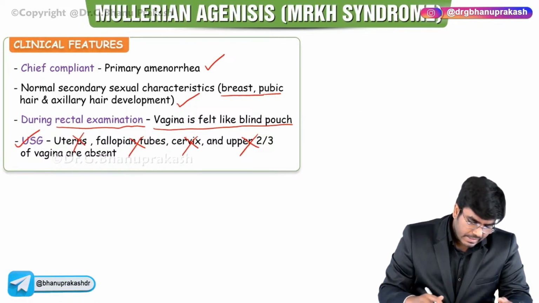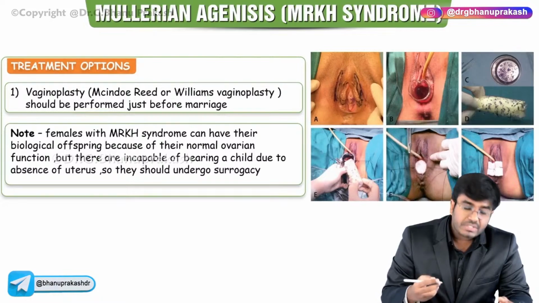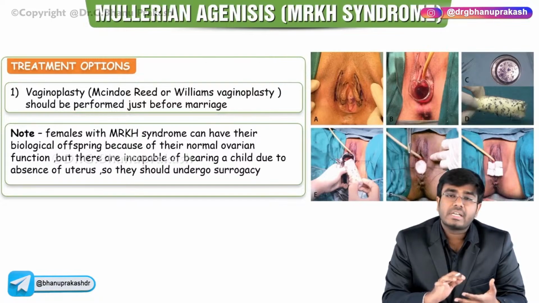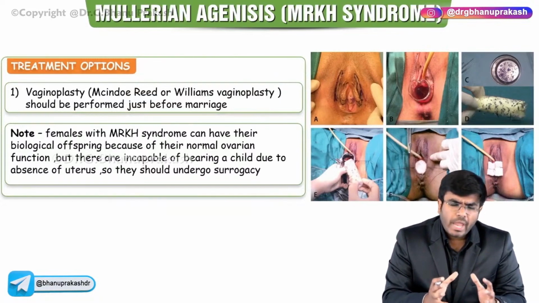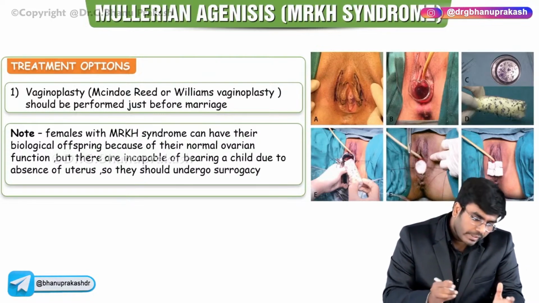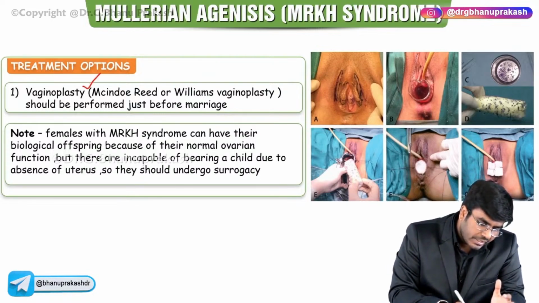Now, after this, let's talk about the treatment options. What you can do with this female. She is not having the uterus, fallopian tube, cervix, and upper two-thirds of the vagina. Now, should we have to do the uterine transplantation or something like that? No. What we can do here is a vaginoplasty, recreate her vagina.